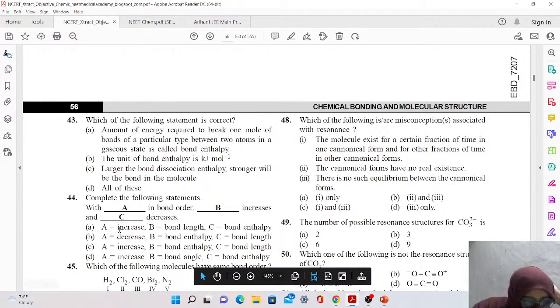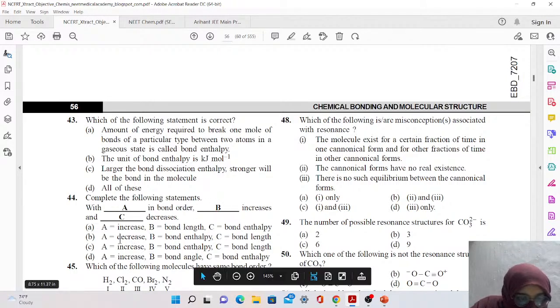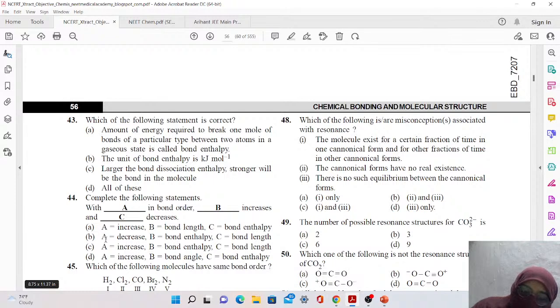So just check with option A. Bond order increases, bond length increases. Option A is telling that bond order is increasing, and bond length also increases, which is wrong, because we said bond order and bond length are inversely proportional, right? That means A is not the right answer. If one increases, the other should decrease. B is telling that bond order decreases, bond enthalpy increases. No. Obviously we'll delete B.